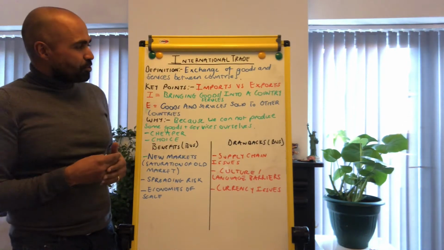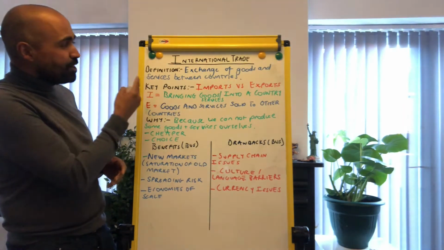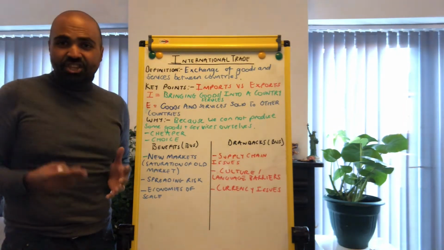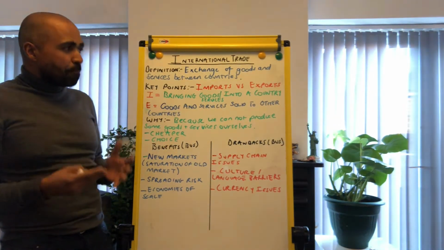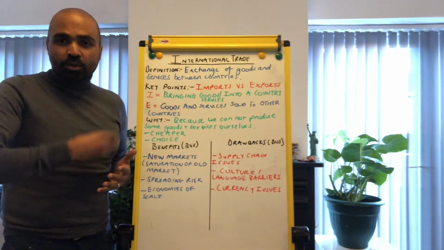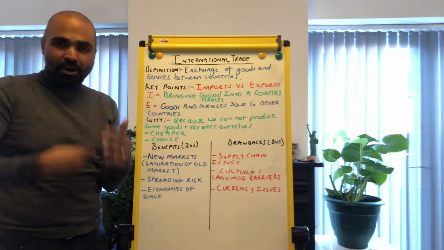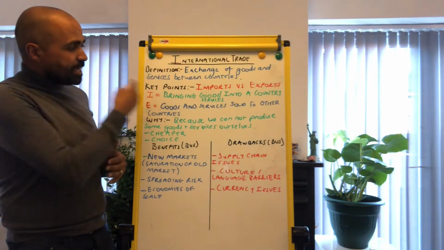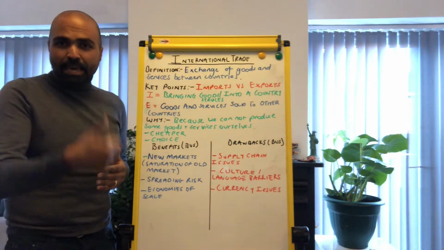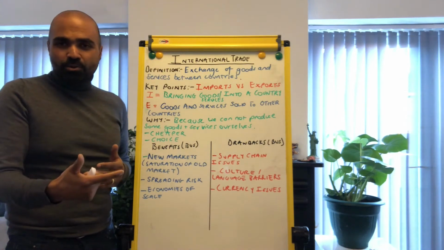So without further ado, I'm just going to go straight into a definition. The definition for international trade is the exchange of goods and services between countries. So it's when you sell to one country and then you buy from that other country. So it's buying and selling. The key points to remember are imports and exports.